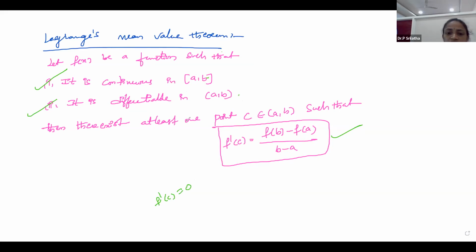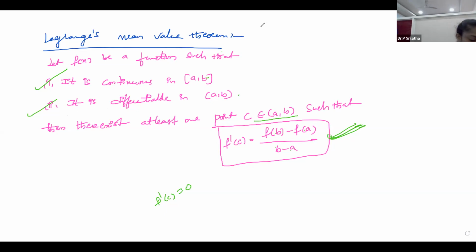Okay, so then there exists at least one point c belongs to open interval a comma b, and the main formula is f dash of c equal to f of b minus f of a divided by b minus a. Here the main formula is different, everything else is same. In Rolle's theorem we have the third condition, but in Lagrange's mean value theorem we don't have the third condition. Okay, is it clear, all of you?